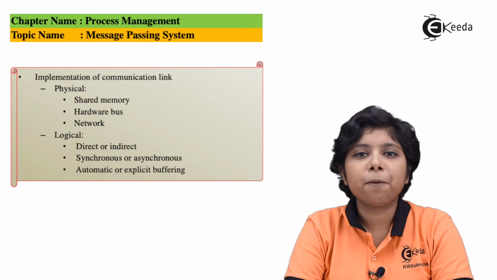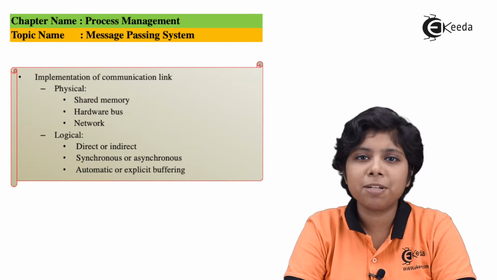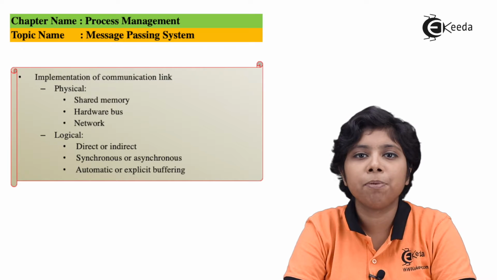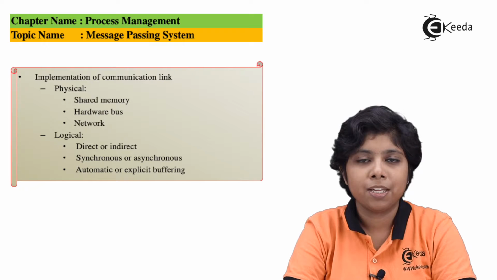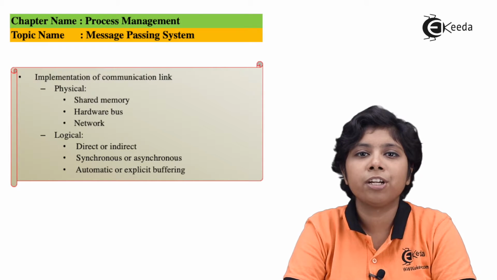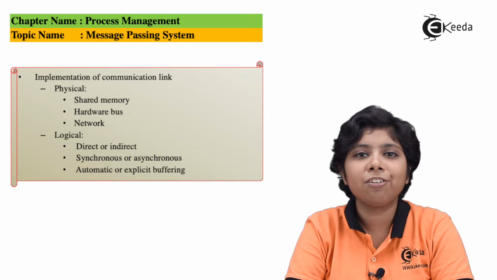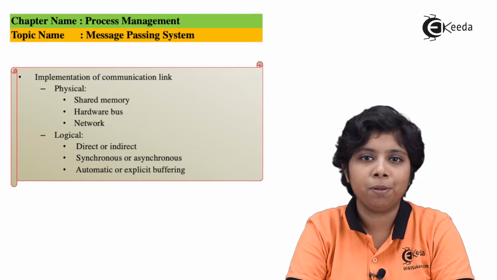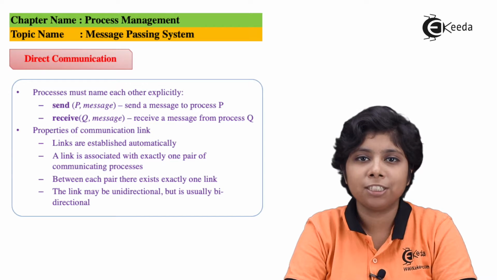Suppose process P and process Q want to communicate via message passing. Before any message passing, a communication link should be established between them. Here we are concerned not with the physical implementation of the link, but with its logical implementation. There can be 3 scenarios while establishing a link: direct and indirect communication, synchronous and asynchronous communication, and automatic and explicit buffering. We will see different features in the communication of message passing models now.